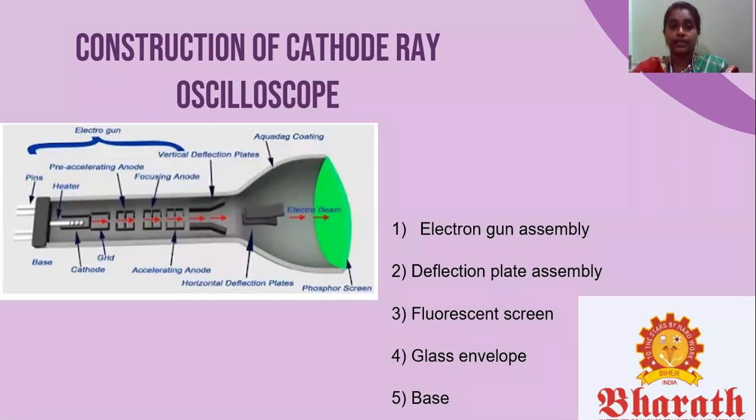And the last heading is the base. Through this base, connections are made to various parts of the cathode ray oscilloscope. Pins come out of the base and external connections are made.